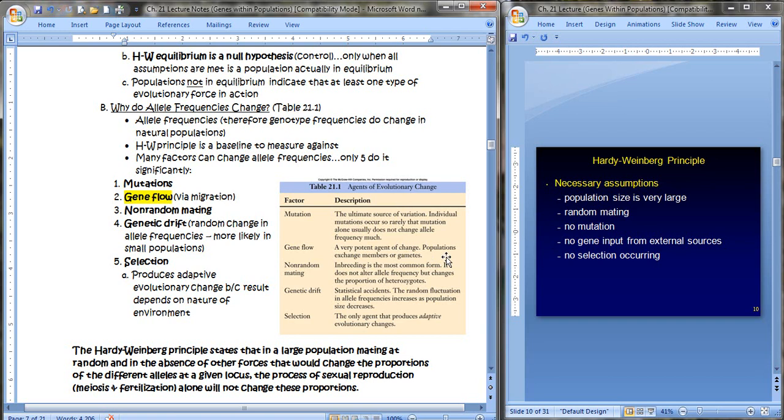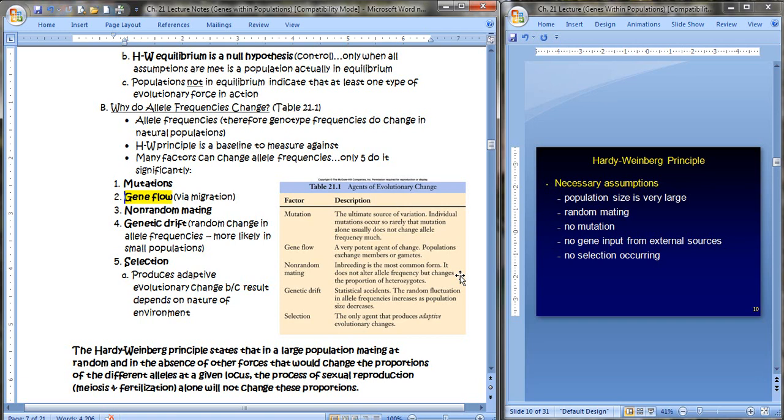Non-random mating, what this has to do with is you selecting your mate, basically. Sometimes this actually results in a little bit of inbreeding. It depends on the population structure. But what's important is it changes the proportion of heterozygotes that make up the population.